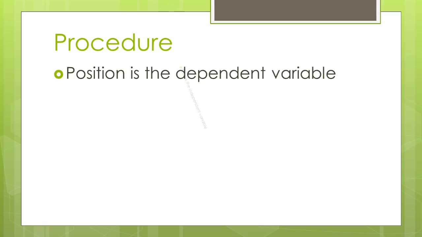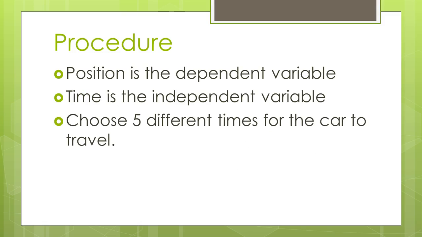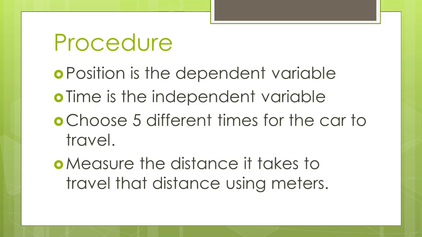To summarize a bit, our position is our dependent variable. Time is our independent variable, since we're controlling or manipulating time, but we are measuring position or distance. We're going to choose 5 different times for the car to travel. Again, this is manipulating the independent variable 5 times, which is best practice. You're going to measure the distance it travels using meters.